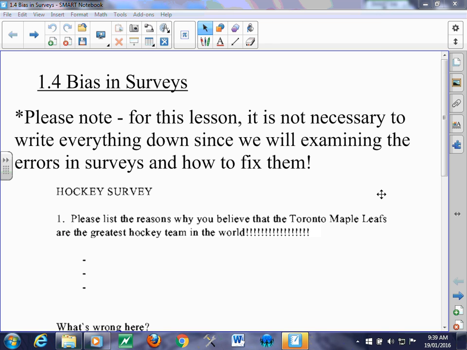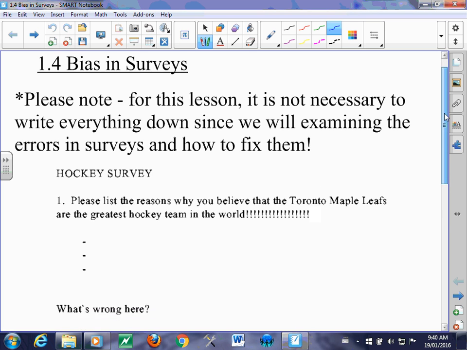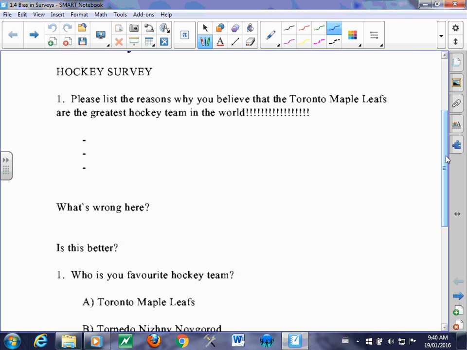So ladies and gentlemen, I'm going to try to show you today the difference between bad questions on your surveys and good questions on your surveys. It is not necessary for this lesson to write everything down, since we'll be examining errors in surveys and how to fix them. As long as you get the general gist, please don't think that you have to write everything down, and you can print the completed lesson off if you choose to. So just listen throughout this and see how it goes.